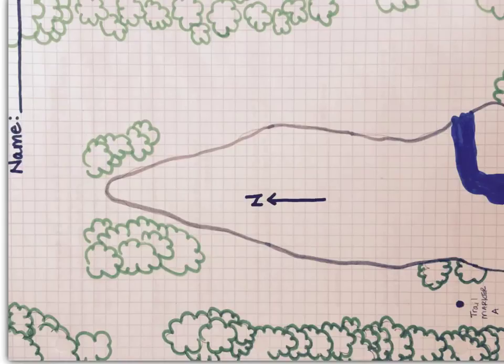Some first things we need to know about our grid paper. Each unit or square is going to be a half a mile. So that's a half a mile. That will be 1 mile. That will be a mile and a half. And that will be 2 miles.